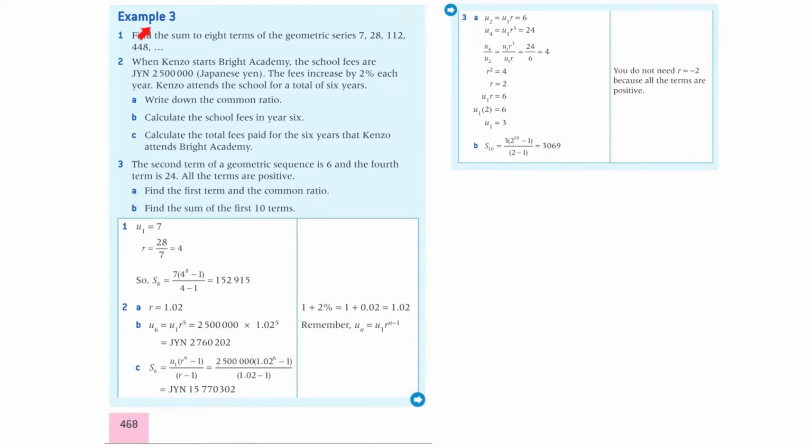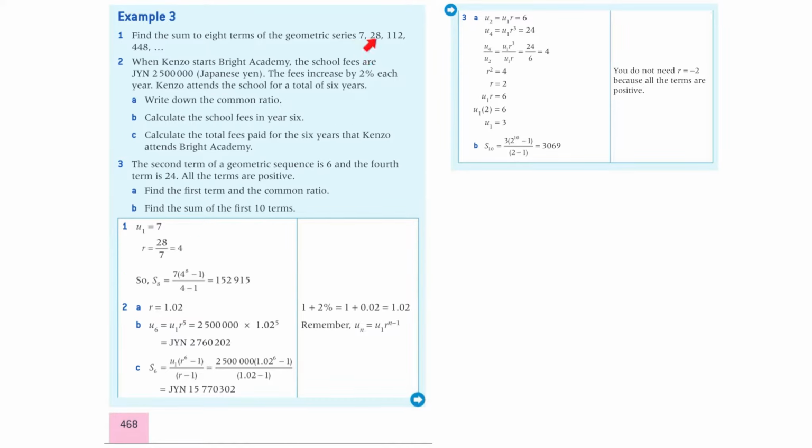Let's have a look at example 3. It's on page 468 and 469. 1. Find the sum to 8 terms of the geometric series 7, 28, 112, 448. Now they've told us it's a geometric series, so all we need to do is to find R. We know U1 is 7.